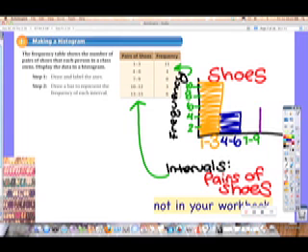All right, how many people own between 13 and 15? Ooh, 6. 6 people. And then don't forget to label your interval. I'm going sideways. I'm kind of out of room.